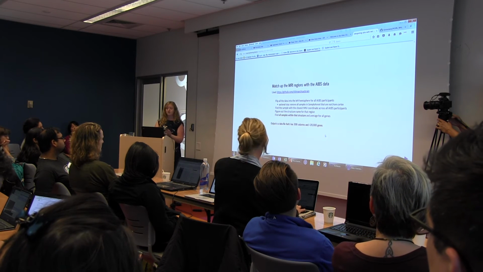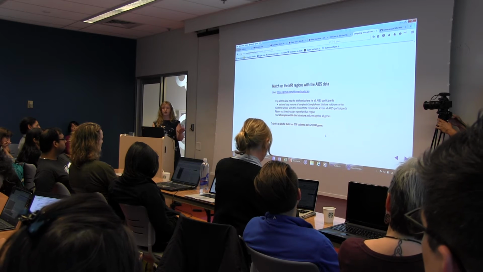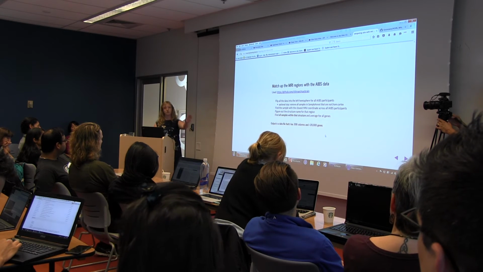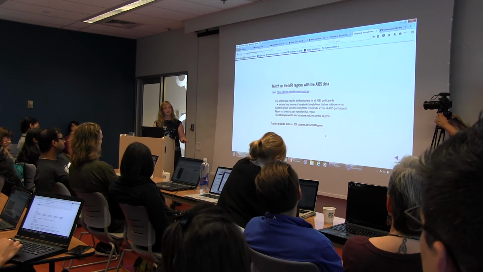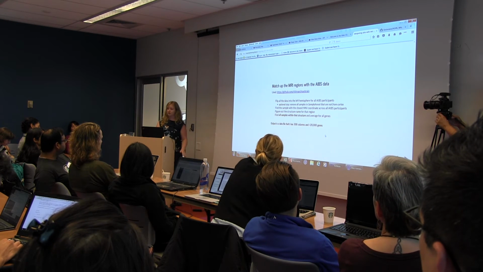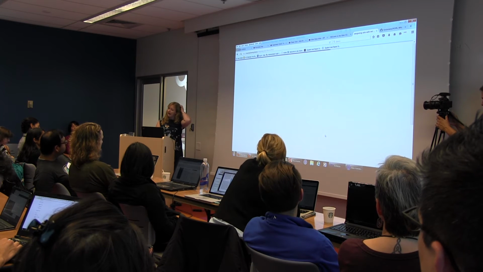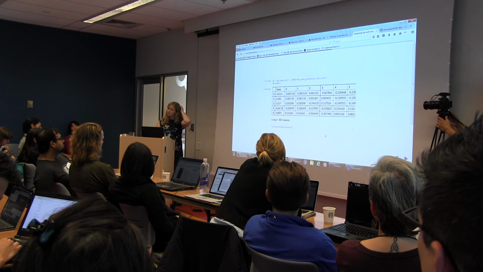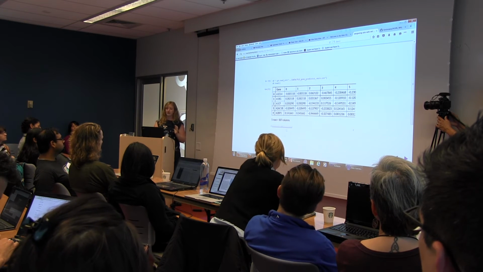So the output is a data file that has 308 columns. Those are our different regions in the FS average atlas, and the 20,000 genes, all of the different genes for all of them. Yeah, this is what it looks like.